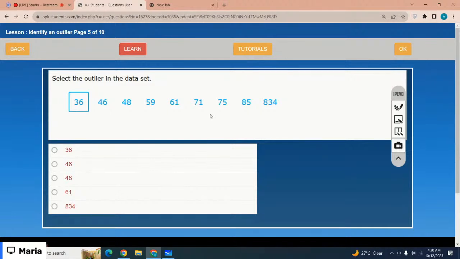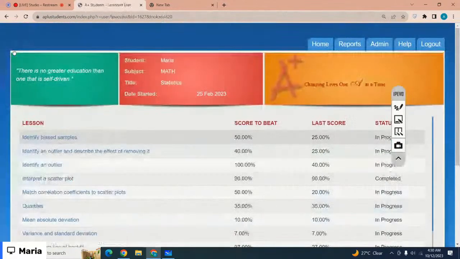You can complete the lesson by yourself later today. Let's just move on to the next lesson. Okay, the next one is interpret a scatter plot.